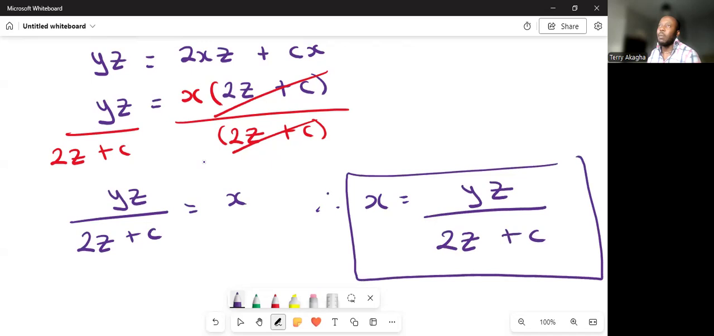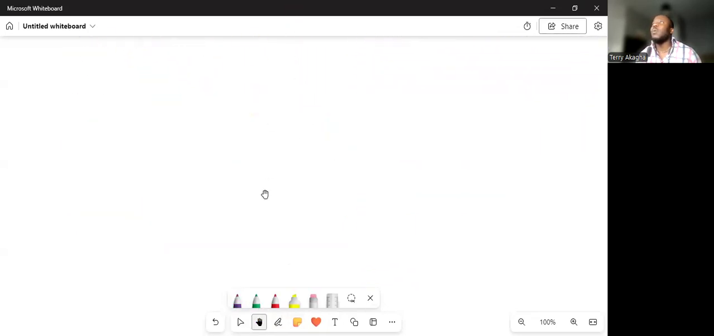So it's very important that you get conversant with these techniques. Just try as much as possible to keep manipulating until the variable you're interested in is alone on one side of the equation. All right, let me pick one more example. So let's pick another example. Let's assume we have this.